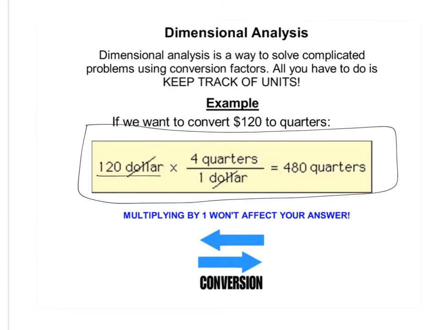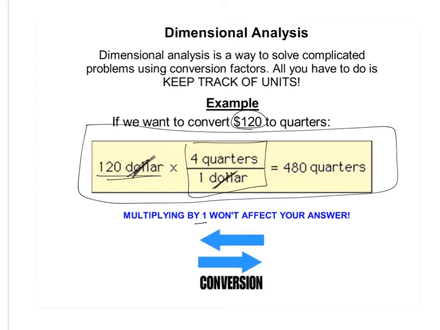You always start with what you're given. They gave us $120, so that's what we put here. And then we'll use a fraction. I know that there are 4 quarters in $1, and that's what we call a conversion factor. We're taking dollars and making it into quarters with this fraction right here. So we're converting. And since they equal each other, that means we're multiplying by 1, and that won't affect your answer. So then $120 times 4 quarters is 480 quarters, and our dollars cancel out.